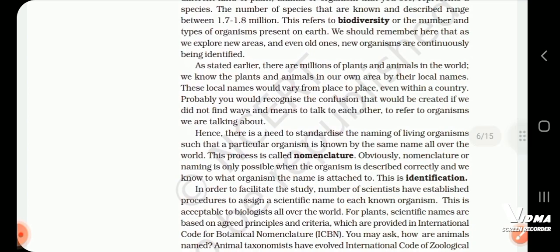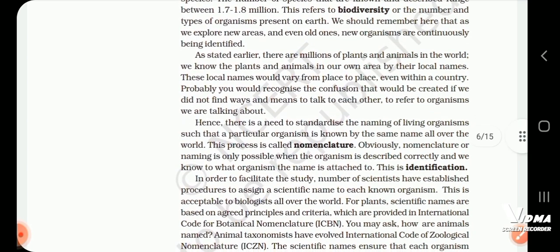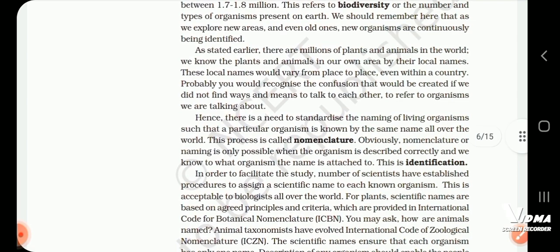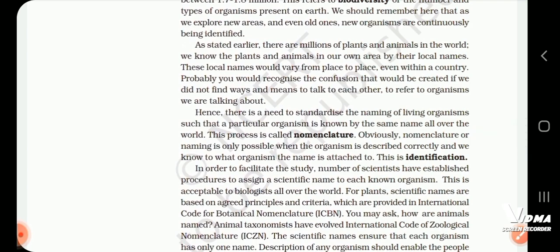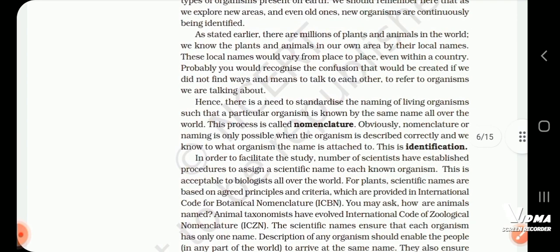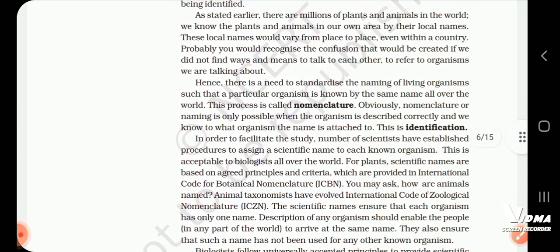As stated earlier, there are millions of plants and animals in the world. We know the plants and animals in our own area by their local names. These local names would vary from place to place, even within a country. Probably you would recognize the confusion that would be created if we did not find some means to talk to each other to refer to the organism we are talking about.